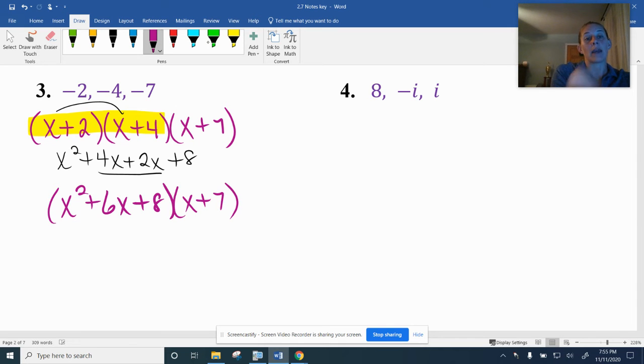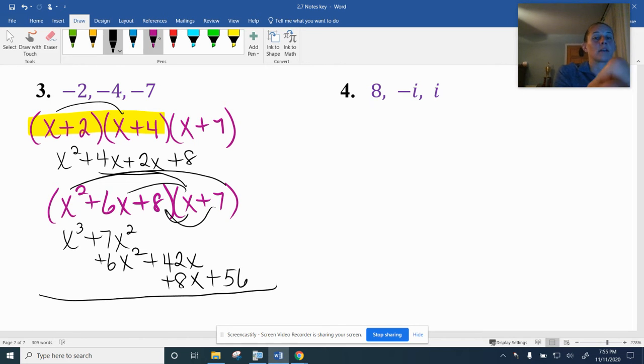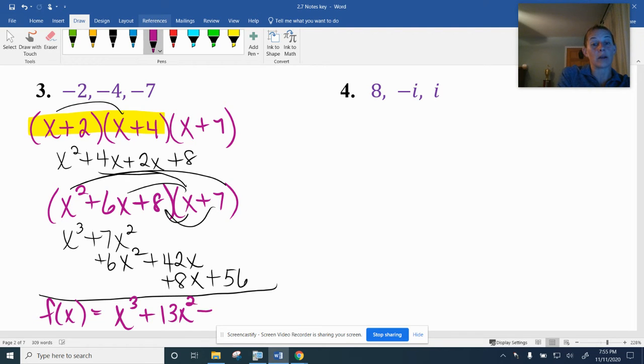And now I'm going to multiply it to my x plus 7. So I get x cubed plus 7x squared plus 6x squared plus 42x plus 8x plus 56. Combining all those like terms, I have a cubic polynomial, x cubed plus 13x squared plus 50x plus 56.